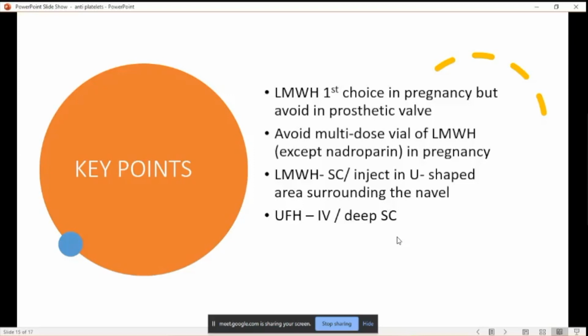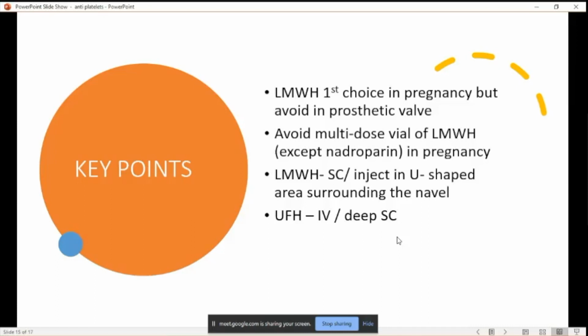Okay. Now avoid the multi-dose vial. Like I said, low molecular weight heparin comes in multi-dose vials as well, except nadroparin, in pregnancy. Why? Because in multi-dose vials, as we all know, they use a preservative, which is benzyl alcohol, which can increase the risk of fetal toxic syndrome. So except nadroparin, most of the low molecular weight heparin multi-dose vials have benzyl alcohol, which is contraindicated in pregnancy.